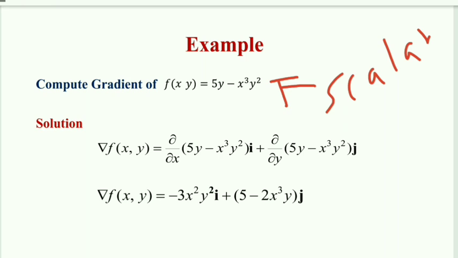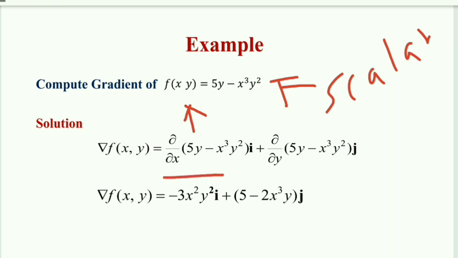So I have f of x, y is equal to 5y minus x cube y square. I have to find del f. Del f of x, y is two dimensional because it has only x and y. So I go for the two-dimensional gradient operator, dou by dou x i plus dou by dou y j.